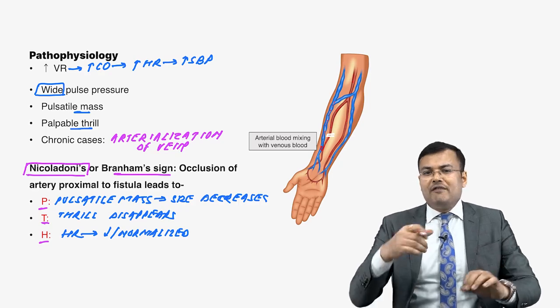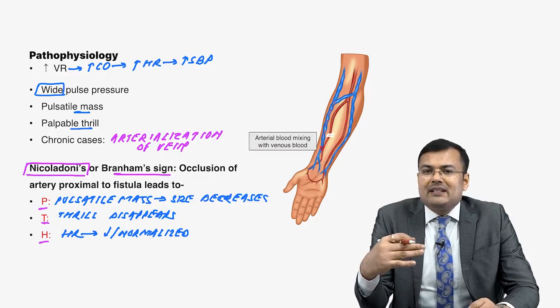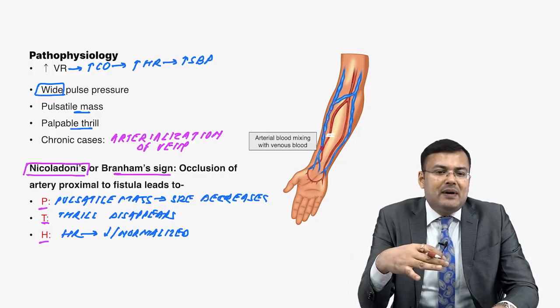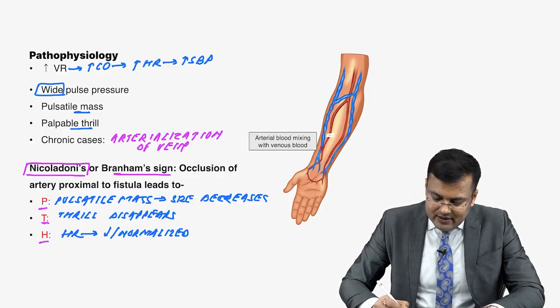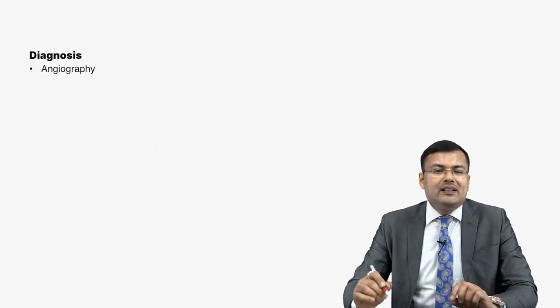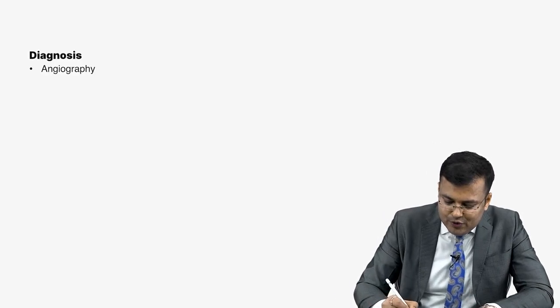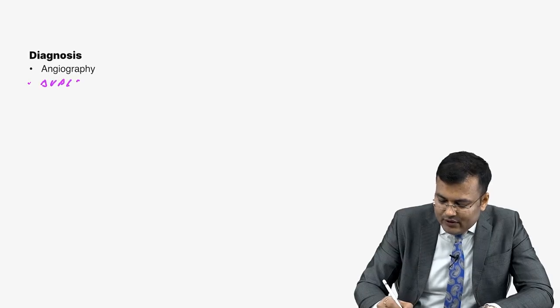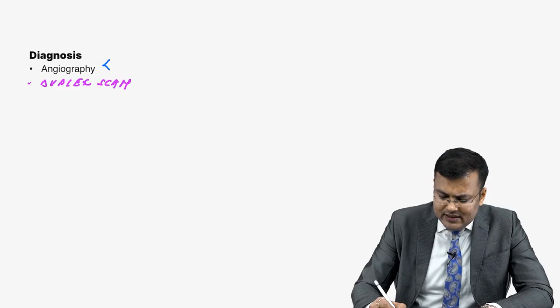So occlusion of artery proximal to fistula leads to decrease in size of pulsatile mass, thrill disappears, heart rate relatively normalized. So it is Nicoladoni or Branham sign. How to make the diagnosis? Diagnosis can be made by angiography or duplex scan. What is the advantage of angiography? You know that it is diagnostic and therapeutic.